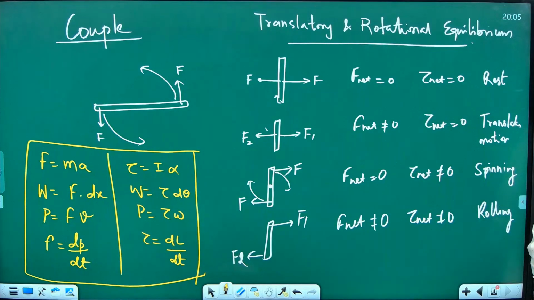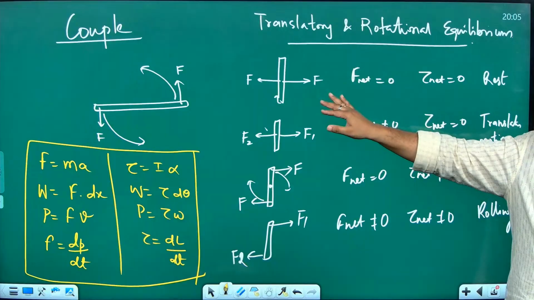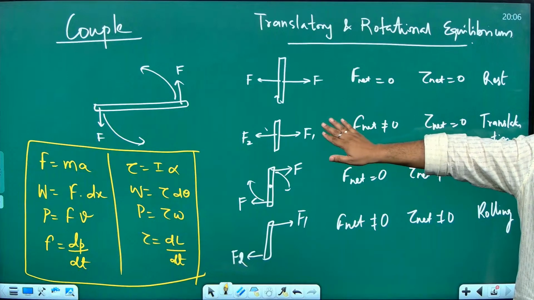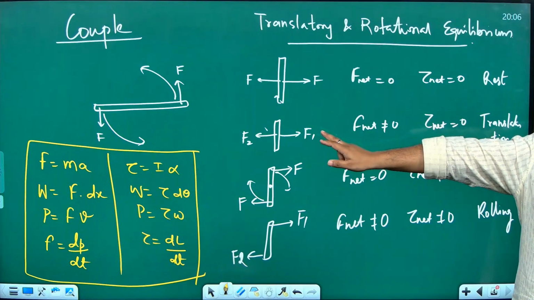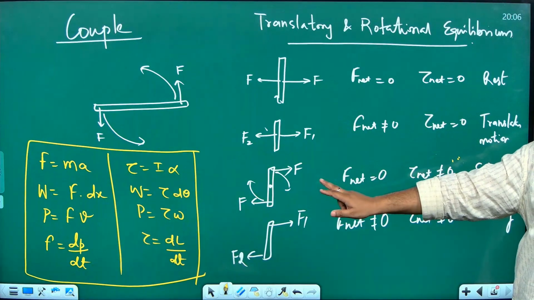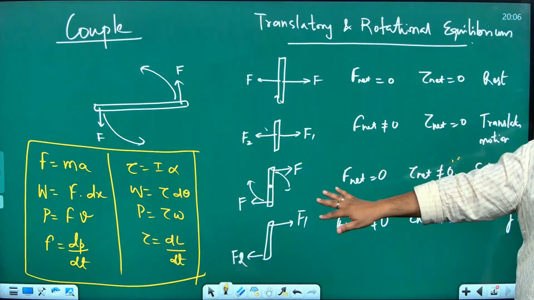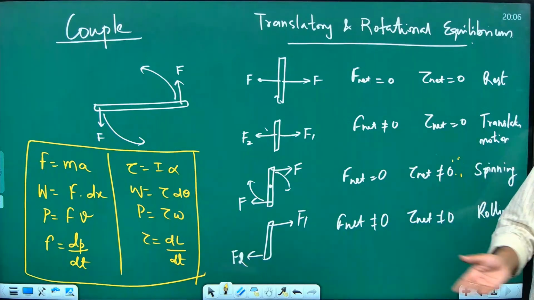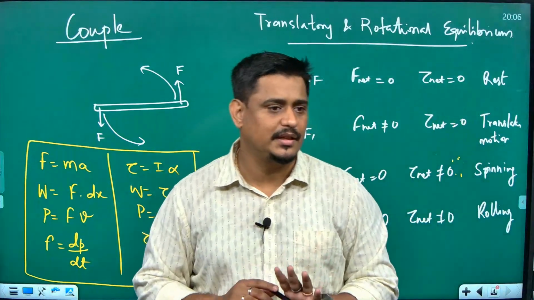Are you getting my point? See, equilibrium means it will not move in that direction. For example, in this case, the body is neither rotating nor moving. That's why I am saying the body is both in translatory and rotational equilibrium. In this case, the body is not rotating. It means the body has rotational equilibrium, but it is moving. So, it does not have translatory equilibrium. In this case, the body is not moving. It has translatory equilibrium, but it is rotating. It does not have rotational equilibrium. In this case, the body is both moving and rotating. It means it neither has translatory equilibrium nor rotational equilibrium. Is it clear to you?